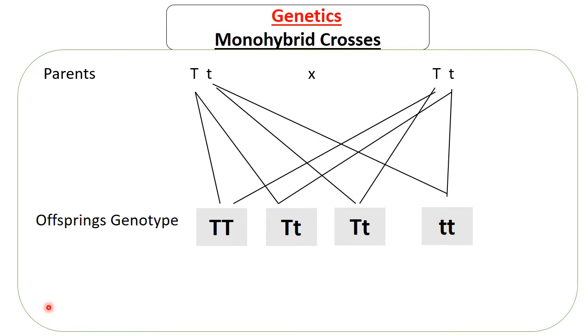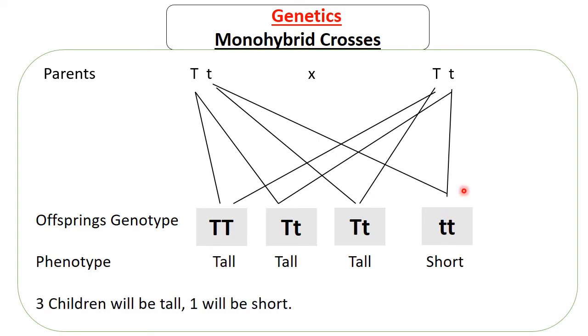The phenotype, what is going to be seen: these are going to be tall. These also tall, because the small t cannot be seen when there is a capital T. These are going to be tall. But this one, since they are all recessive, we are going to see that this is short. So 3 children will be tall, 1 will be short.